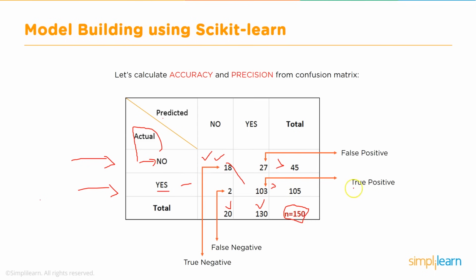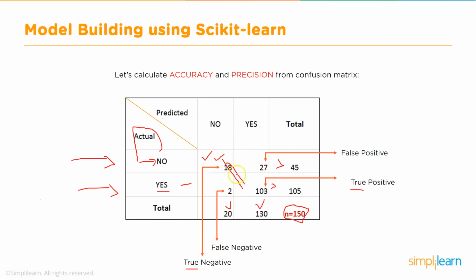Okay, right? So what is important is this is true, this is also true. So we have to make sure that the maximum number of values are in the true section, true positive and true negative. That's the reason I said the sum along the diagonal should be maximum. Now, in this case it is only 103 plus 18, which is 121. But if our model was 100% accurate, the sum of these two would have been 150. That means it's a perfect model.